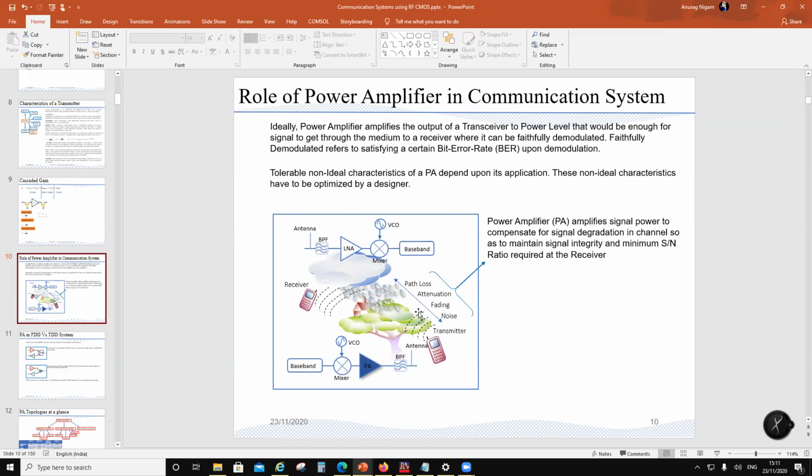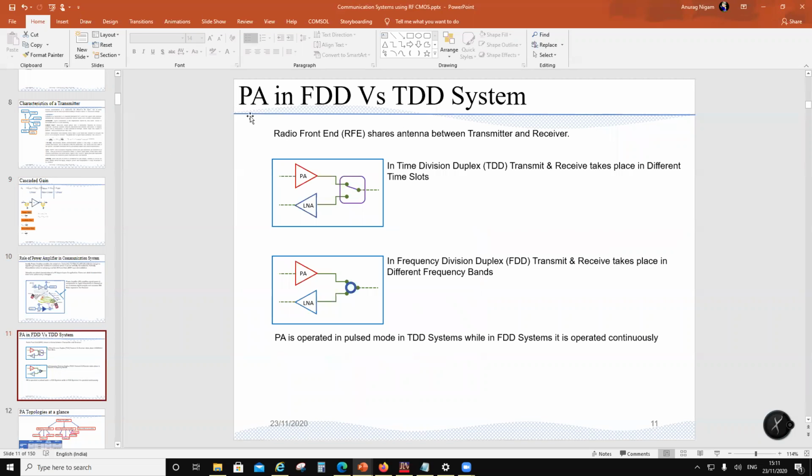This figure is just saying that my signal is going to degrade because of path loss, attenuation, fading, and then it is going to pick up noise. But I have to assure a certain signal to noise ratio here at the antenna. So my signal output should be strong enough for a minimum signal to noise ratio or sensitivity of the receiver. That's all this cartoon figure is about. Now, when I put a PA in FDD or TDD system, there are different expectations from a PA.